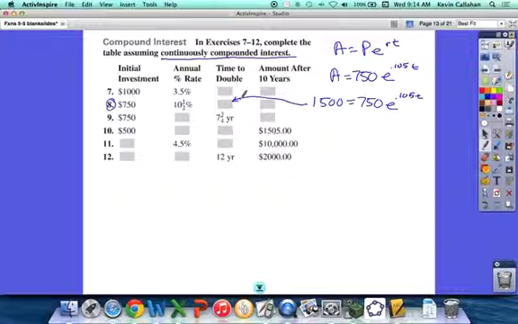How will you find the amount after 10 years? If this is our model, and you want to know how much is there in 10 years, then you plug in t equals 10. Right, and that will go there.